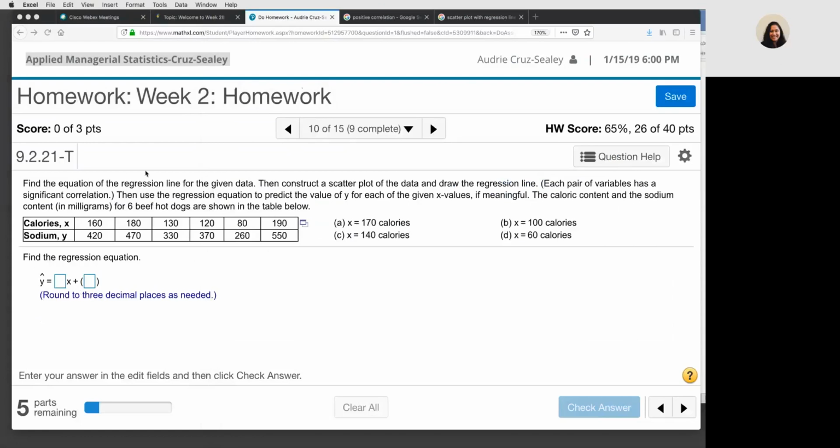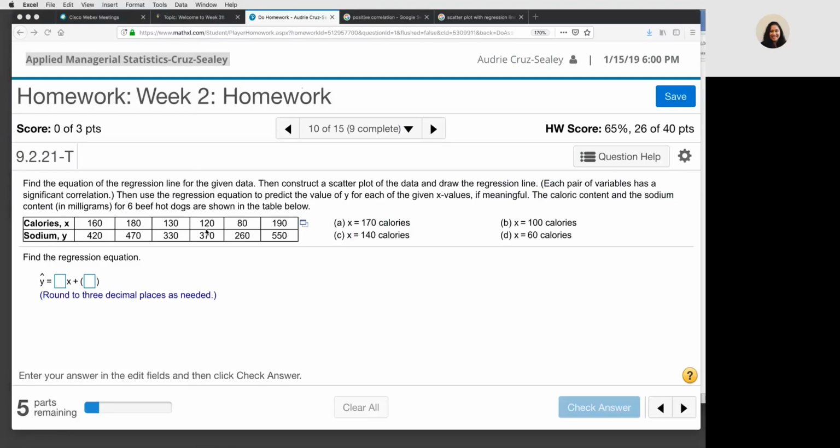So here's the table, and we're talking about calories and sodium, okay? They're telling you a relationship between them. The more calories you eat, the more sodium you're intaking, they think. I'm guessing this is a positive correlation, okay? So they want you to come up with a regression line so that you can predict. What if I have something that's 170 calories? I don't see anything that's 170 calories up here. So this would be used for prediction.